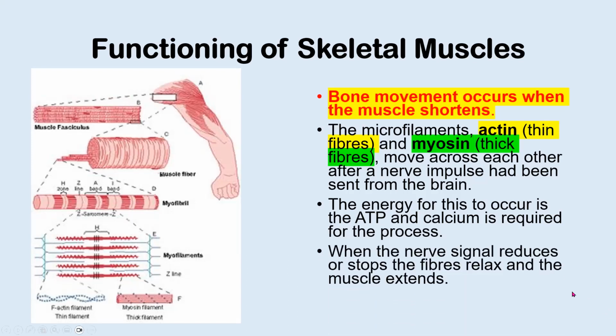When a nerve signal is reduced or it stops completely, then these fibers relax, and they separate, and the muscles relax. Does that make sense? Are there any questions about anything so far? Yeah, I've never understood how ATP works.